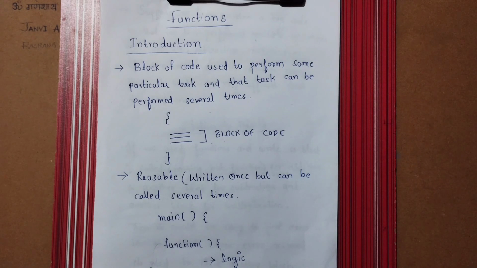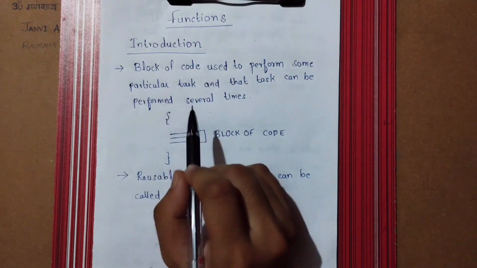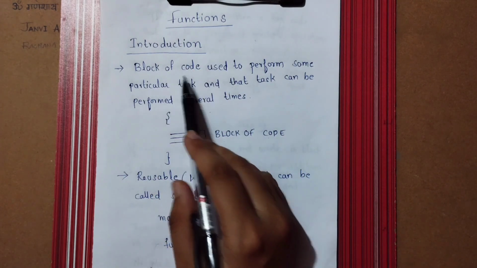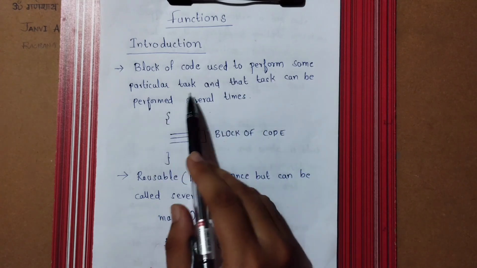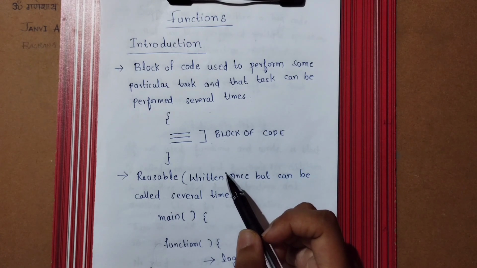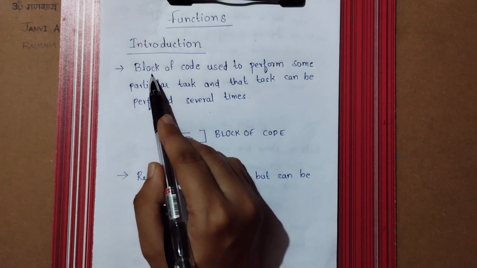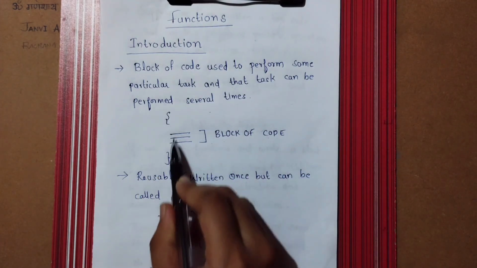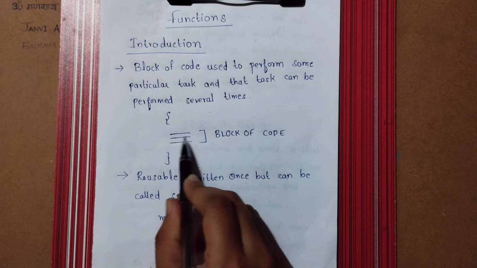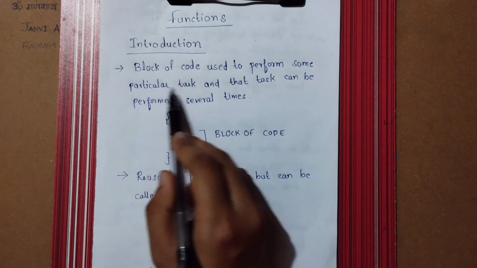So in today's video, just a brief knowledge about functions. Let us start with the introduction part. So starting with introduction, what is a function? First of all, it is a block of code used to perform some particular task, and that task can be performed several times. We'll understand it word by word. First, block of code. Some lines of code also you can say, used to perform some particular task.